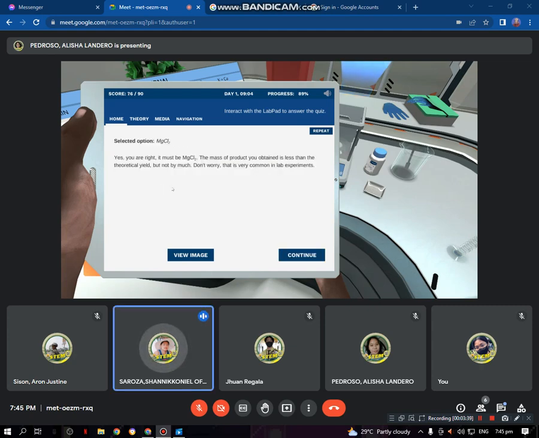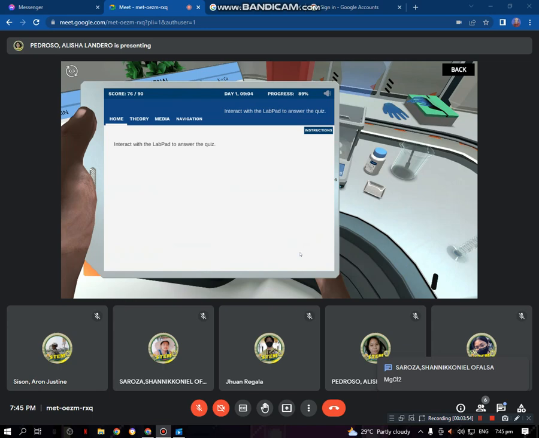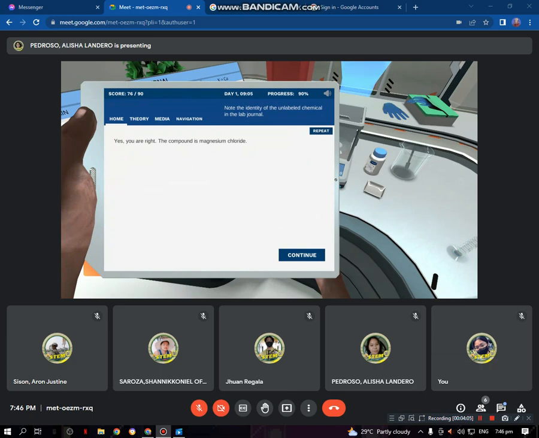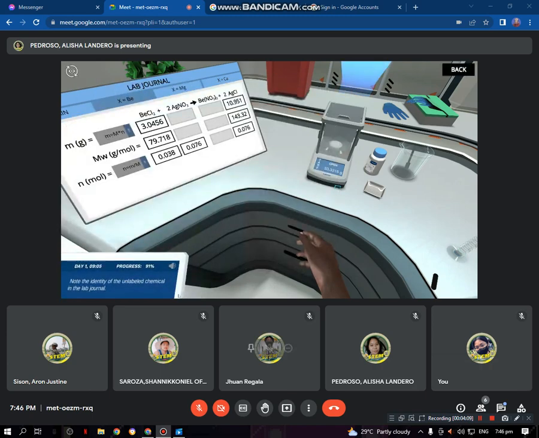Yes, you are right. It must be magnesium chloride. The mass of product you obtained is less than the theoretical yield, but not by much. Don't worry, that is very common in lab experiments. Note the identity of the unlabeled chemical in the lab journal. We've put the correct name of the unlabeled chemical for you.